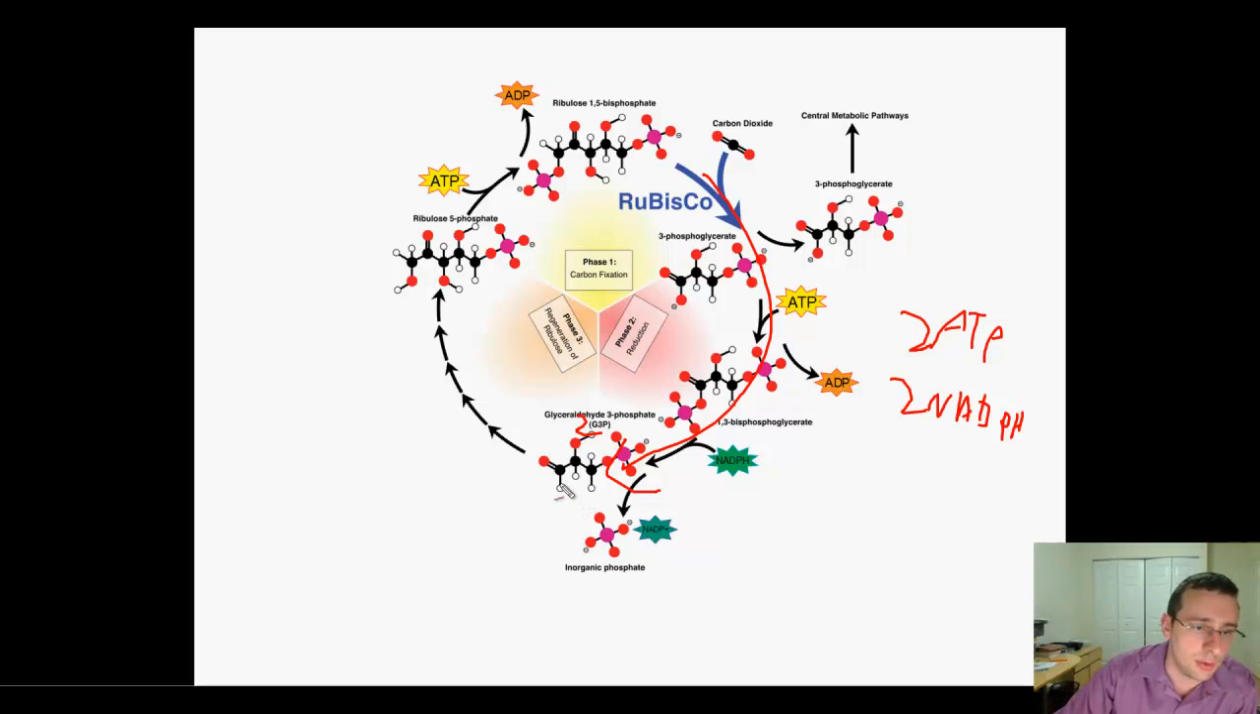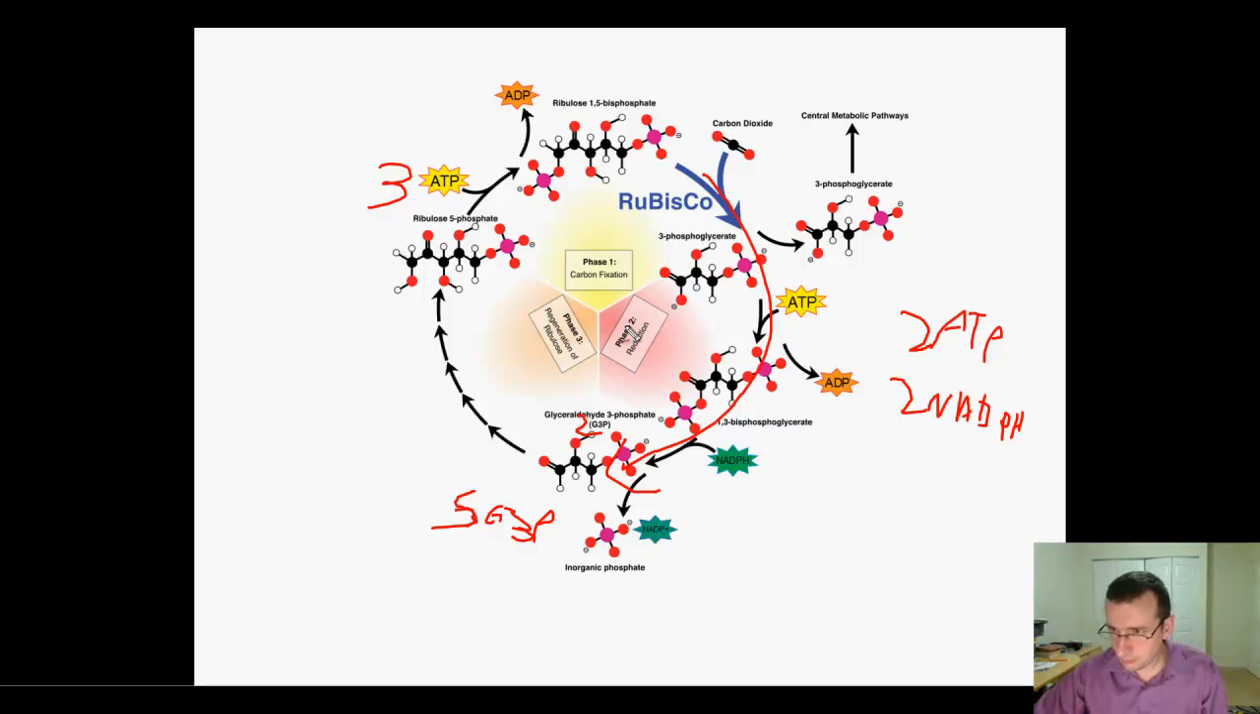Now I'm going to have to keep going to rebuild Rubisco, all right? Now, here's the deal. To rebuild Rubisco, it's going to take some energy. It's actually going to take 3 ATPs to convert and rebuild this Rubisco. But in order to rebuild this very complex Rubisco molecule, I need 5 G3Ps. So I am not going to go this way and rebuild Rubisco unless I have 5 G3Ps. So it's going to be a while before the cell can do this.